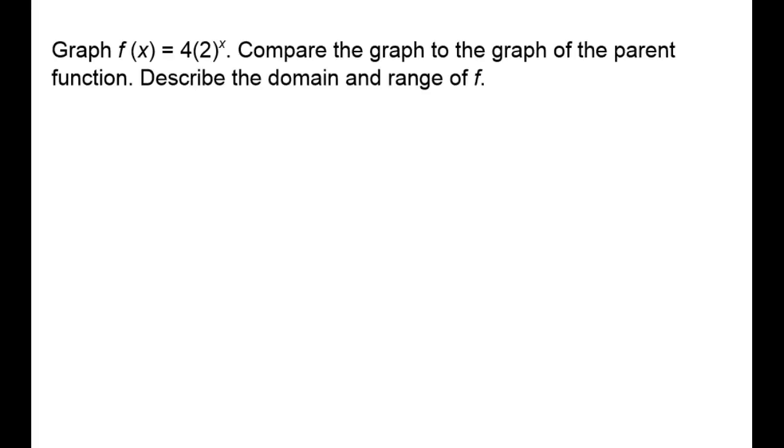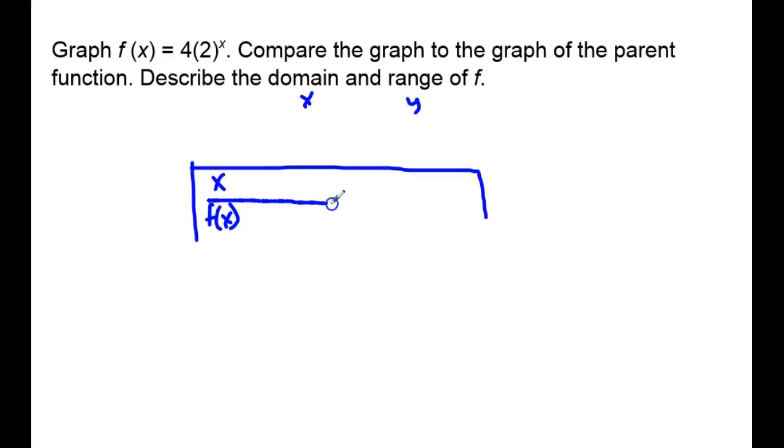So here is example number 3. So we're going to be graphing f of x equals 4 times 2 to the x, and then comparing that graph to the parent function. Right? We're always going to be dealing with our domain and range, and remember, domain is x values and range is my y values. So the first thing I want to do is make myself a little table, right, where I have my different x values and my different f of x values, right? And this is where we just come up with some x values that we want to test. So let's go ahead and test -2, -1, 0, 1, and 2.